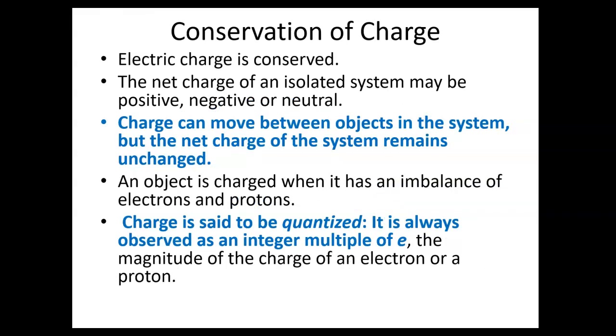Electric charge is a conserved quantity, and the net charge of a system can be positive or negative or neutral. You can observe charge moving between the objects in a system, but the net charge of that system has to remain unchanged.